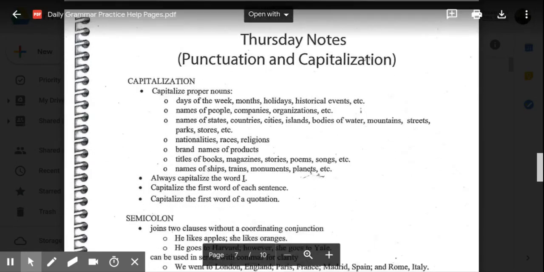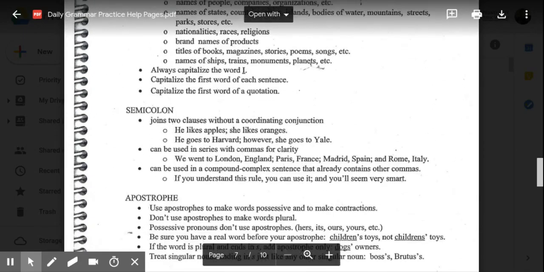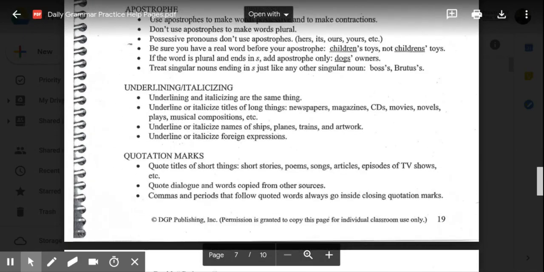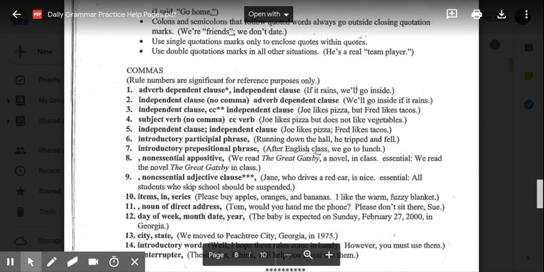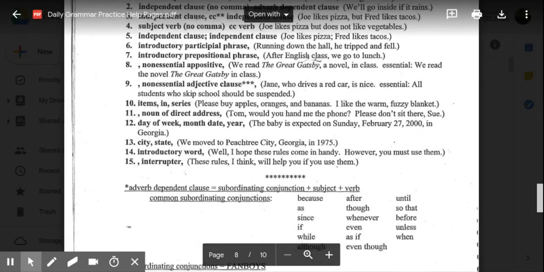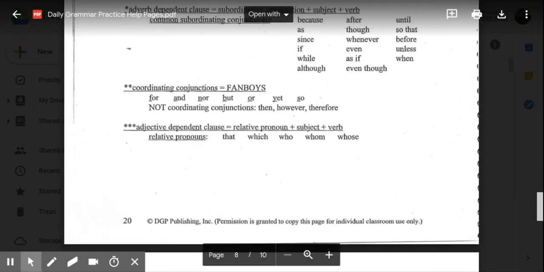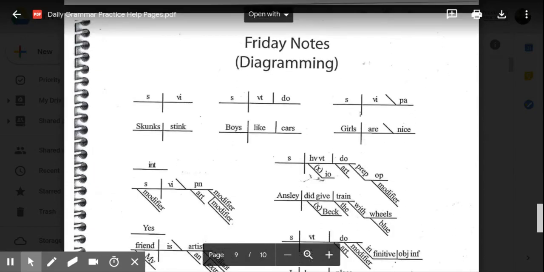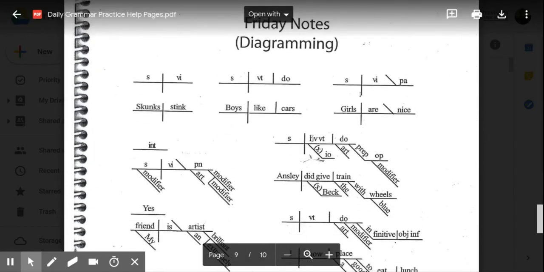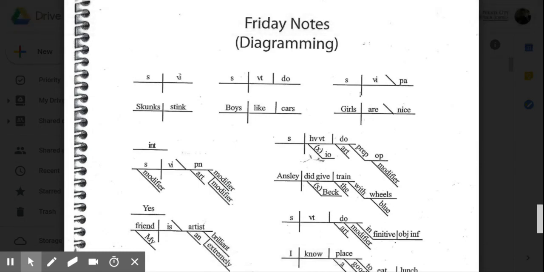Thursday notes, you'll see there's extensive punctuation and capitalization rules listed here. Excellent resource for commas. Makes it really easy to understand. Then Friday's help pages. All sentence diagrams begin with a subject and a verb because every sentence has to have at least one subject and verb.